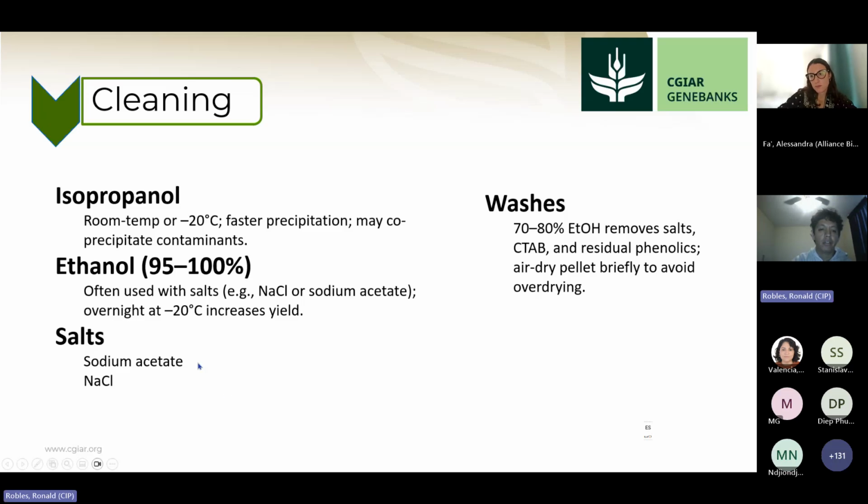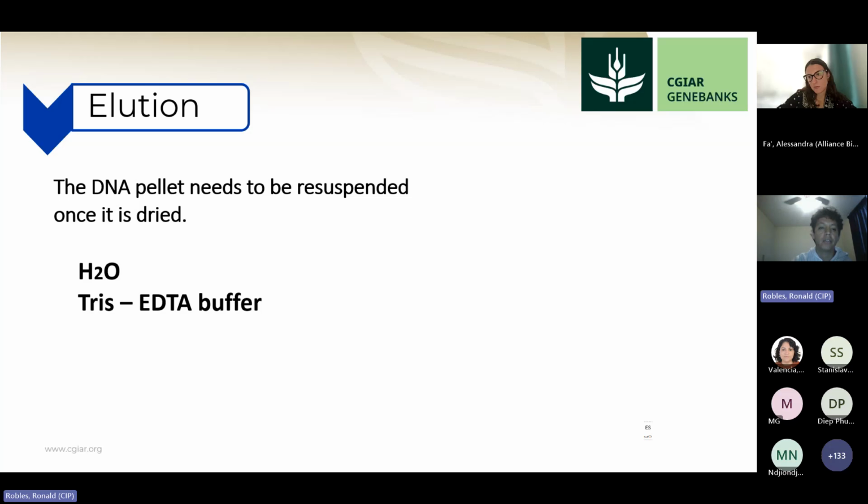And finally, at the moment in which we obtained the most of the pure DNA possible, we make the washes with more alcohol to remove any other residuals, and finally obtain a pure pellet of DNA. This pellet of DNA is finally resuspended, and you have here another option.